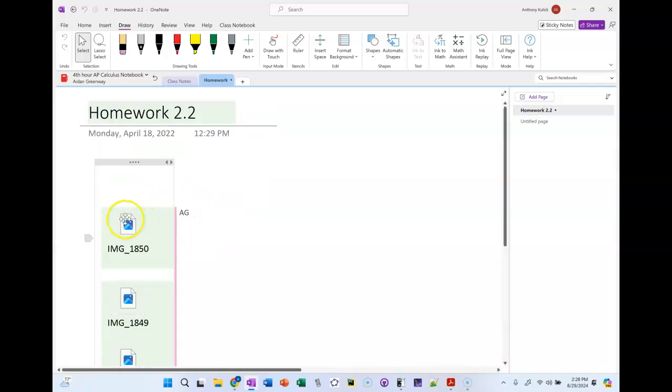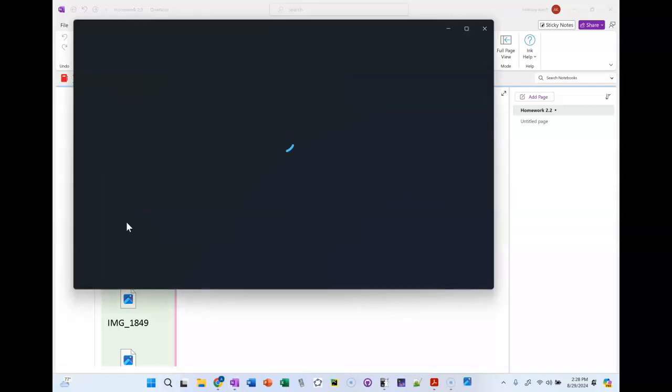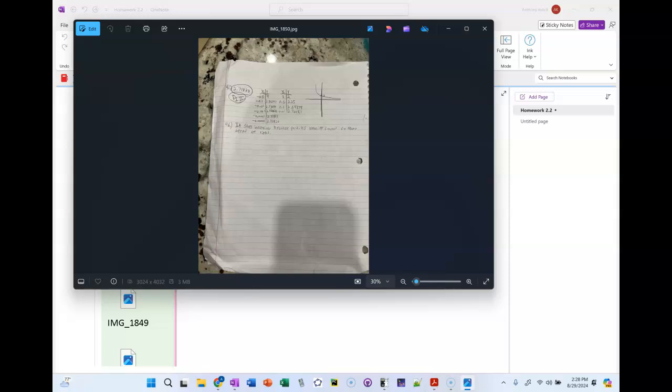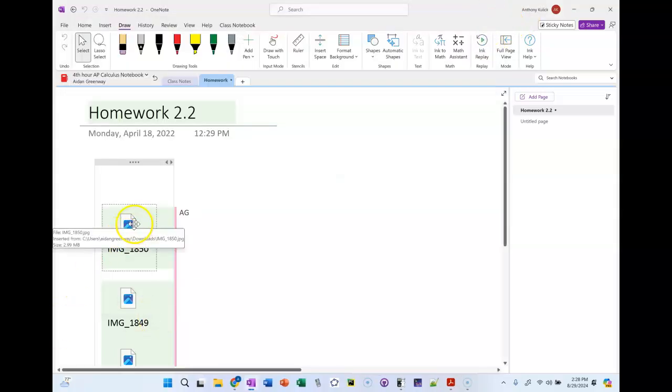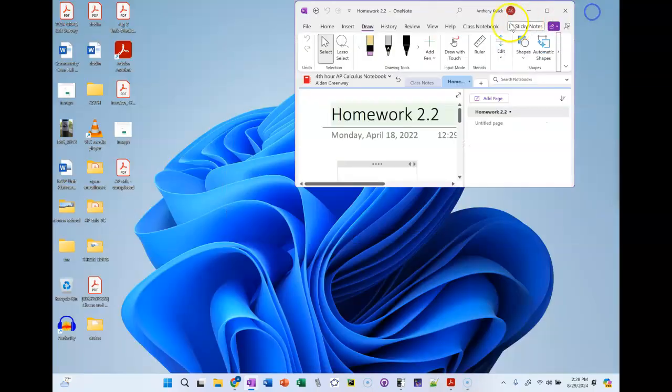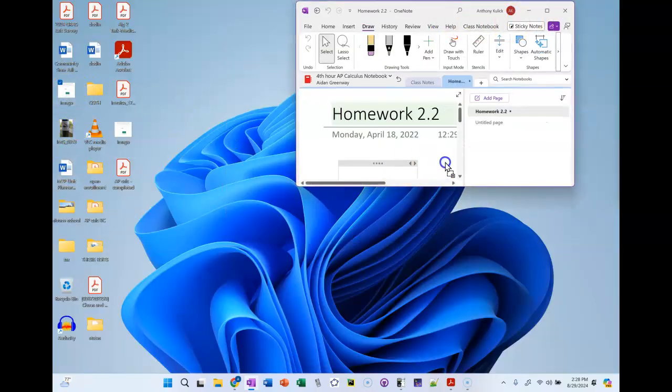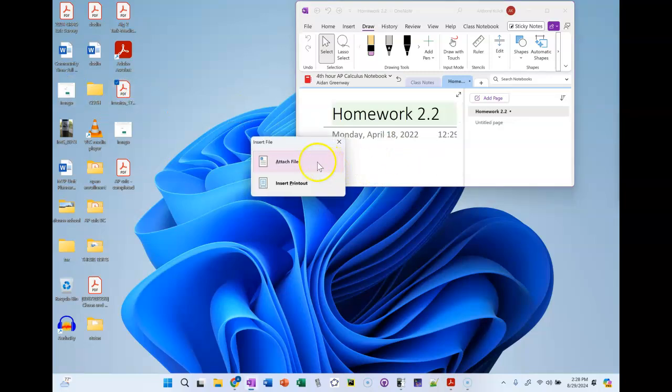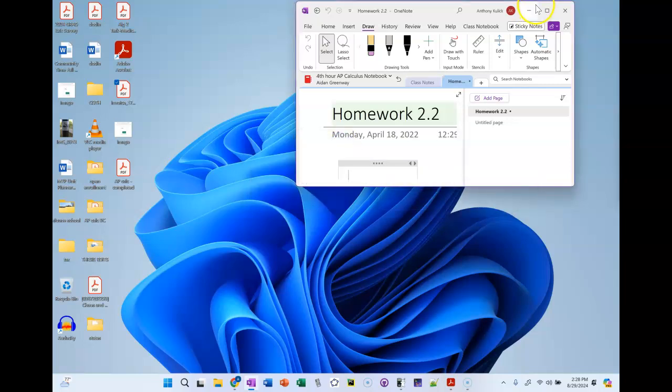So it looks like it took it. Next time when you do that, though, will you pick insert as printout rather than just as a file? So I don't have to open each one. So when you drag this in, it will give you that option. You want to do printout rather than file. But otherwise, this is fine.